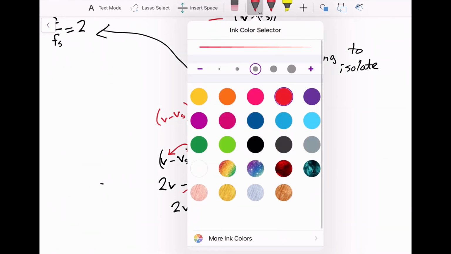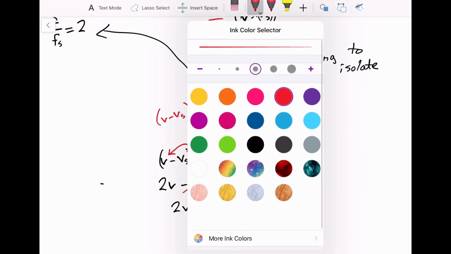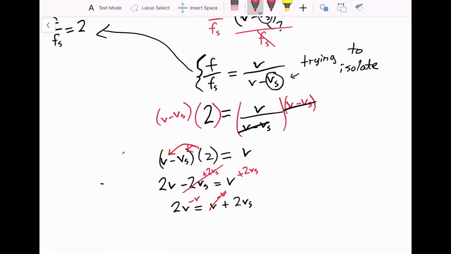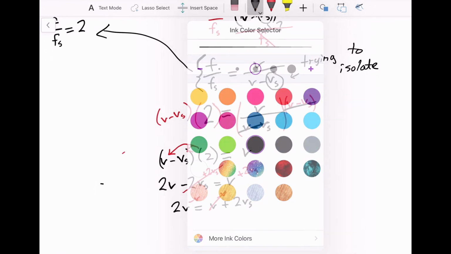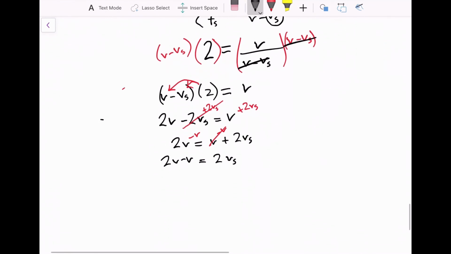Then we'll subtract V from both sides, which again is going to cancel things out. So over here on the left, we have 2V minus V is equal to 2Vs. Almost there. 2V minus 1V just gives us 1V is equal to 2Vs. So final step here, in order to isolate for the speed of the source, divide both sides by 2.